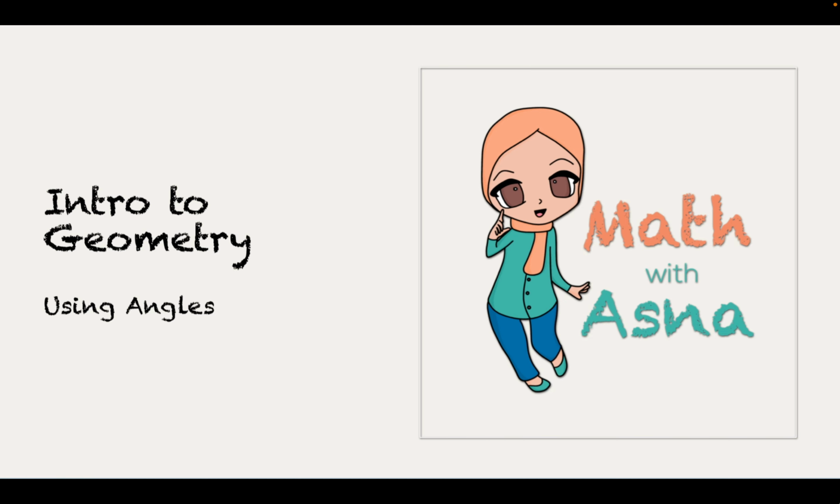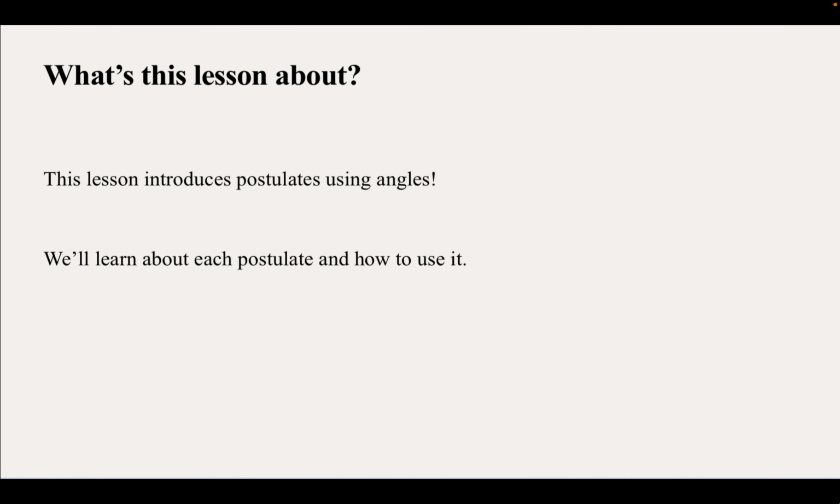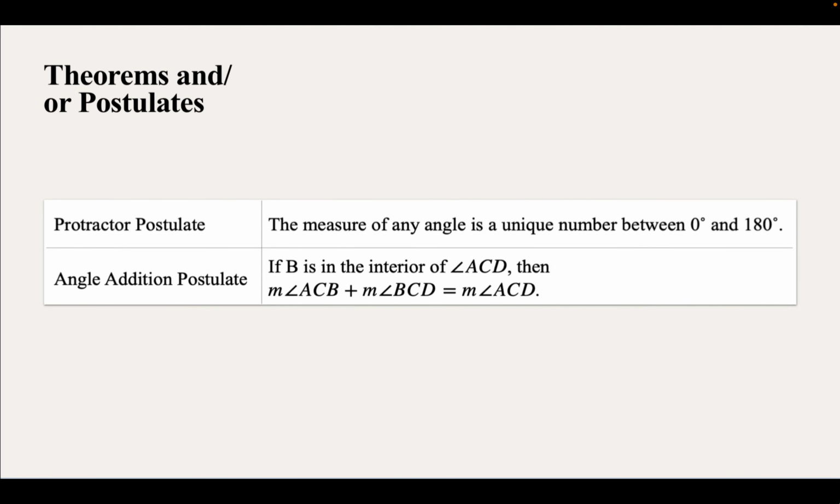In this lesson, we are going to talk about how to use angles. We're going to introduce some postulates about angles. We'll learn about each one, and then we'll learn about how to use them. The first one is the protractor postulate, which says that the measure of any angle is a unique number between 0 degrees and 180 degrees. We're going to do an example of that one, so if you don't understand that yet, you will in just a minute.